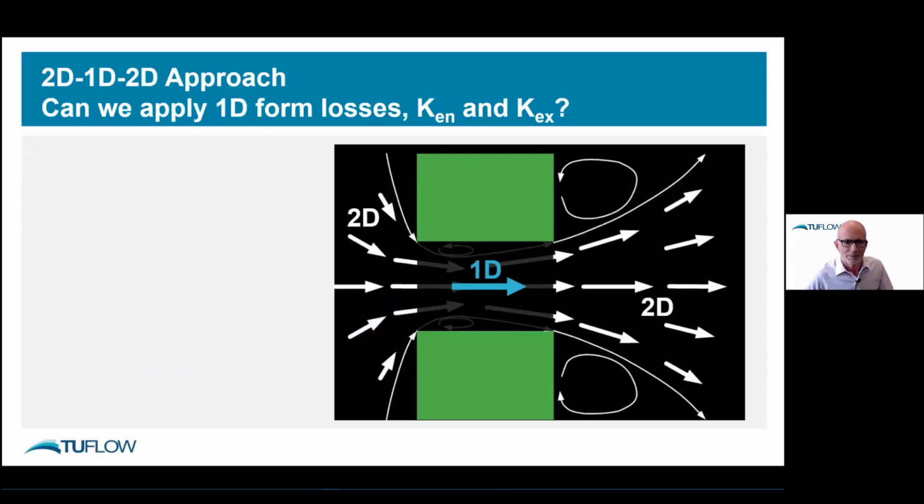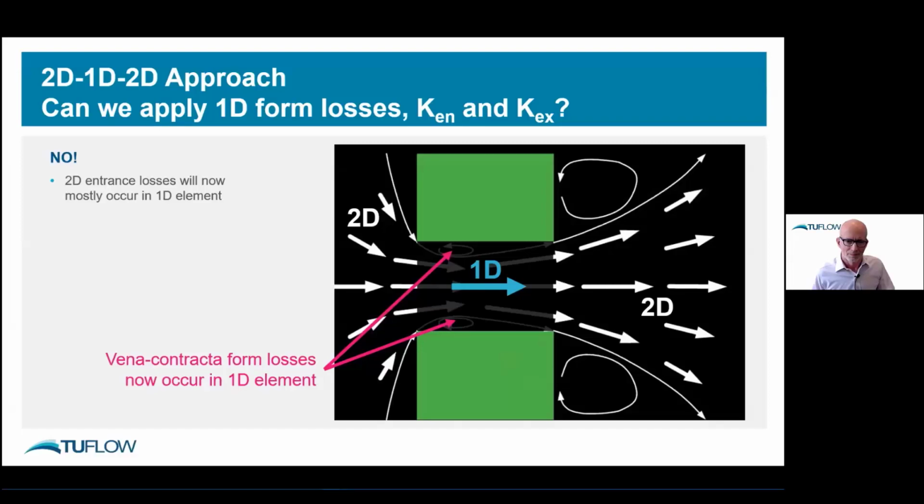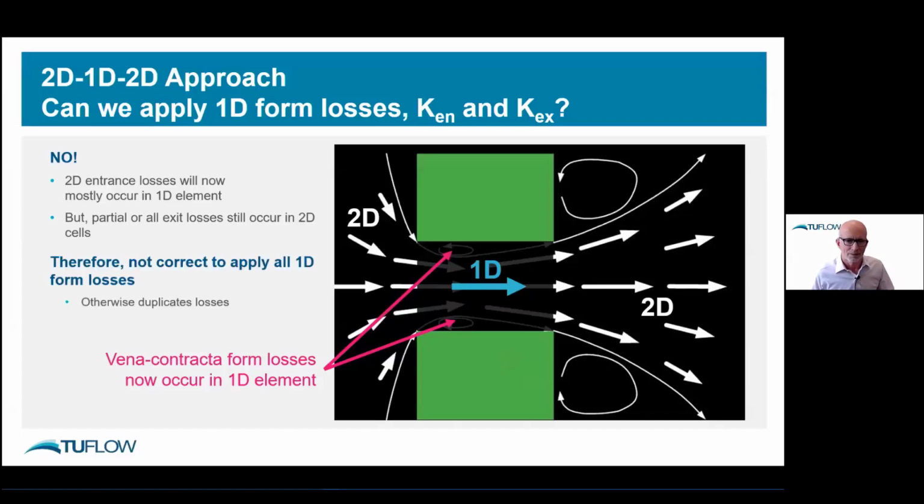Now, the other arrangement is actually a 2D, 1D, 2D approach. So we actually replace this part here with 1D, and so I'll end up with something like that. Can we apply the 1D form losses just onto that 1D channel? No, that is a very emphatic no, because the 2D is still modeling some exit losses here. So you'll be just duplicating your losses. So you've got to be very careful when you insert 1D into 2D. It's not correct to apply all 1D form losses. So tread carefully, and we'll have a look at that in some of the slides that are coming.